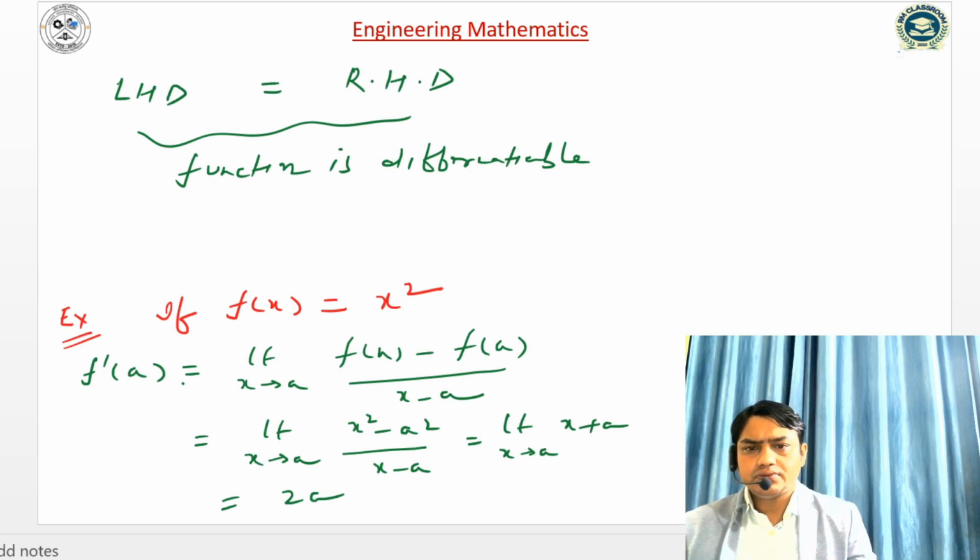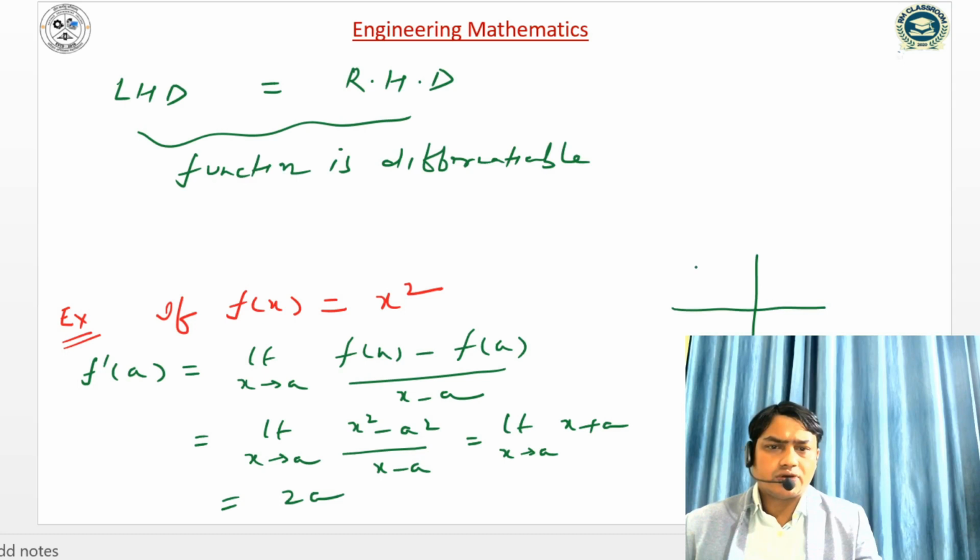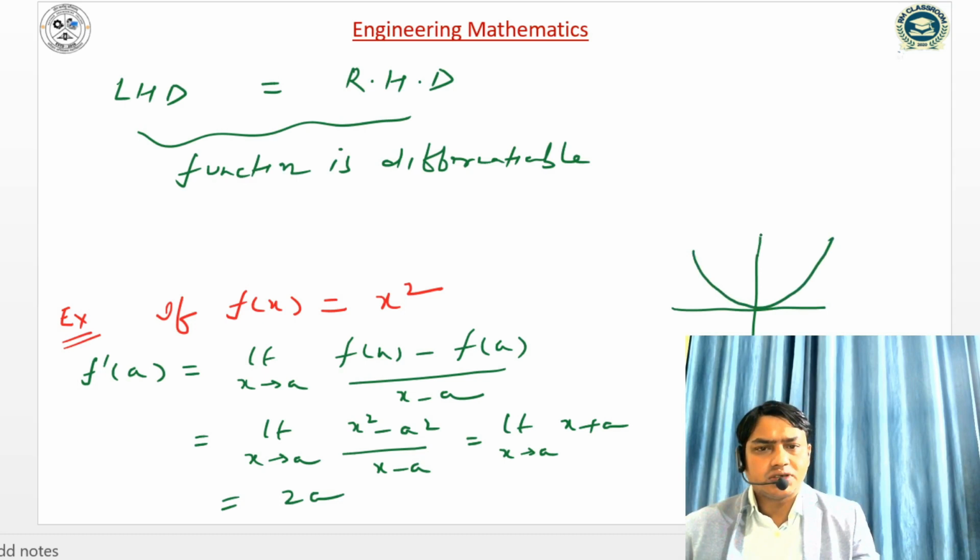Or here we can also see it with the help of a graph. If I draw the graph y = x square, we can see that the function is continuous as well as differentiable. For the entire range from minus infinity to plus infinity, it is continuous and differentiable.